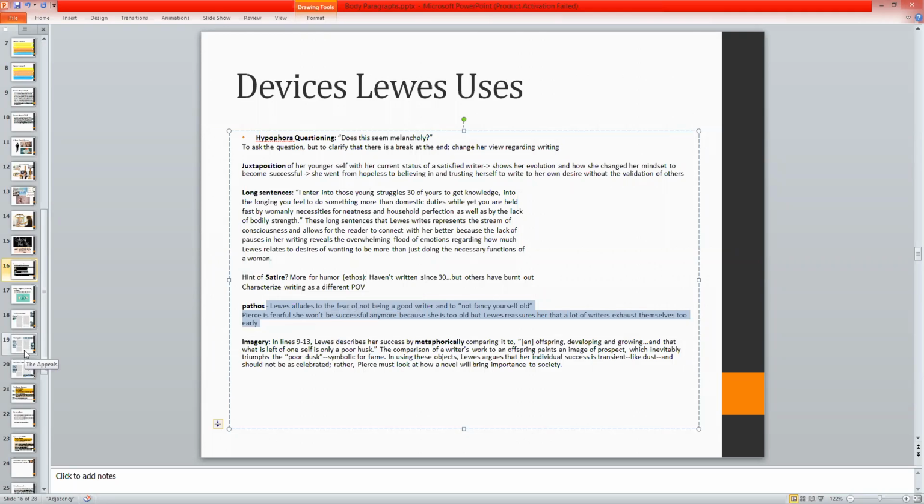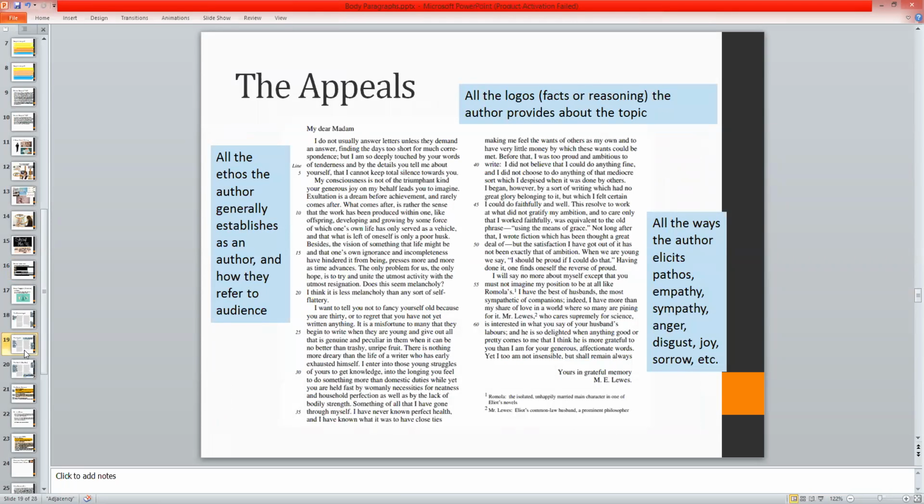So in the second way of how you organize your essay, you can dedicate one paragraph to ethos, one for logos, one for pathos, but more about the devices that add to logos, ethos, and pathos. So one paragraph perhaps on how they establish themselves as an author, how they refer to the audience, one paragraph based on all the facts or reasonings that the author gives, but at the same time, how does the author throughout elicit empathy, sympathy, anger, disgust, joy, sorrow, and all that. And just like that, you have another body paragraph set up for your essay if you want to do it this way. This one's a little more malleable, a little more flexible than the previous one, but it does constrict you to categorizing and binning in those particular ways here.